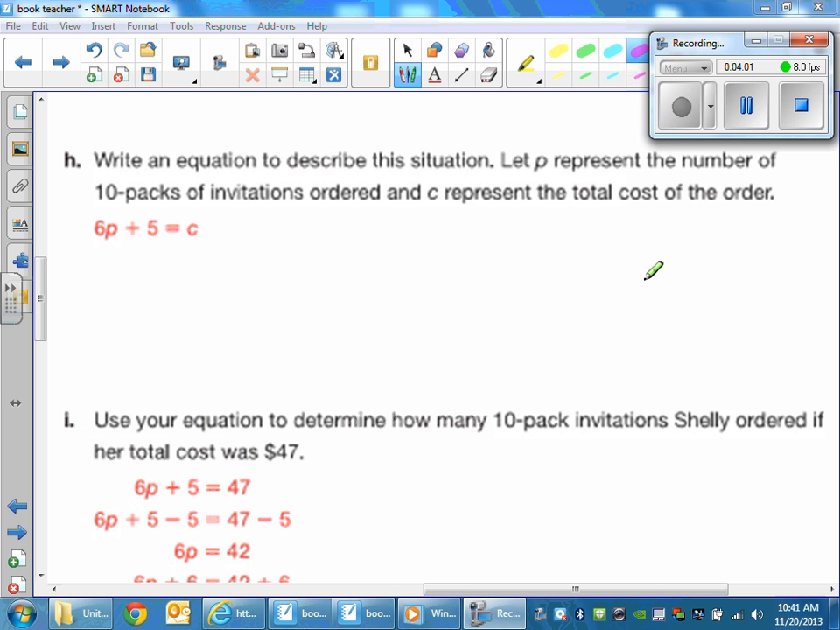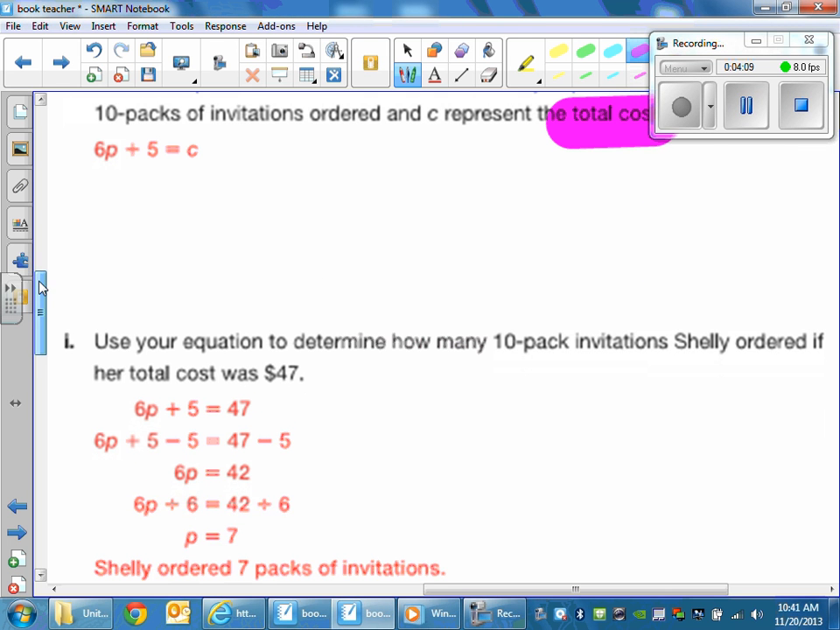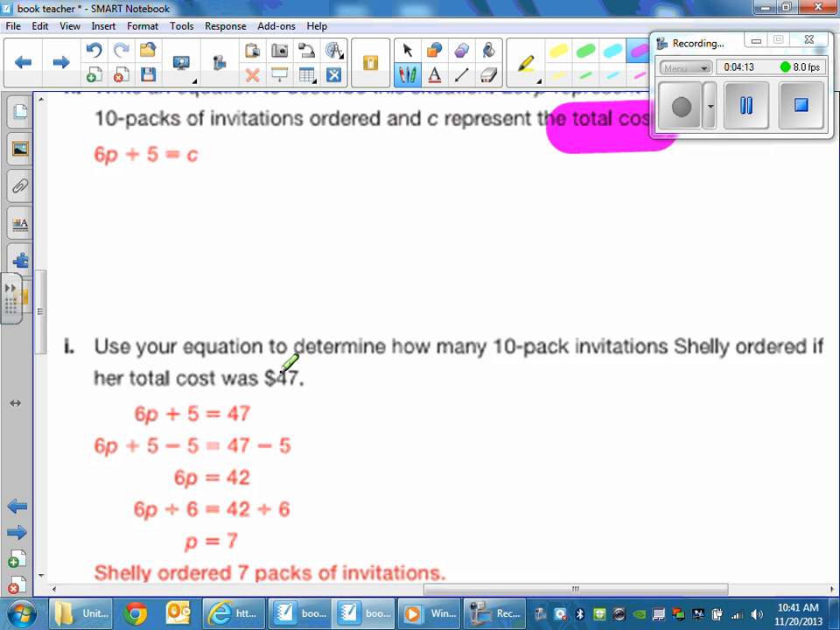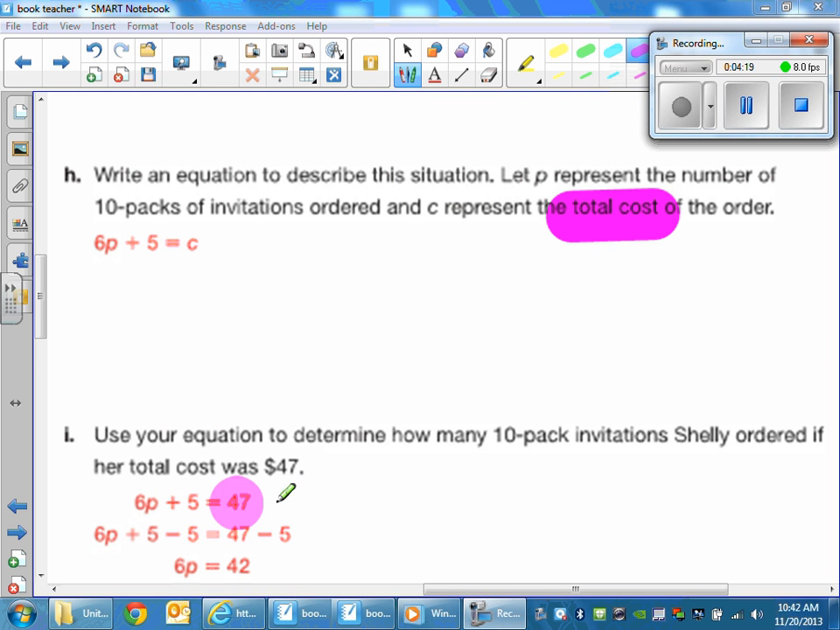H, 6P plus 5 equals C, and our C is our cost because they told us let C represent the total cost. Next, I, use your equation to determine the 47. So when it's 47, we put 47 where the C is, and we solve again. So I would do 47 minus 5 is 42, and then divide that by 6, and 42 divided by 6 is 7.